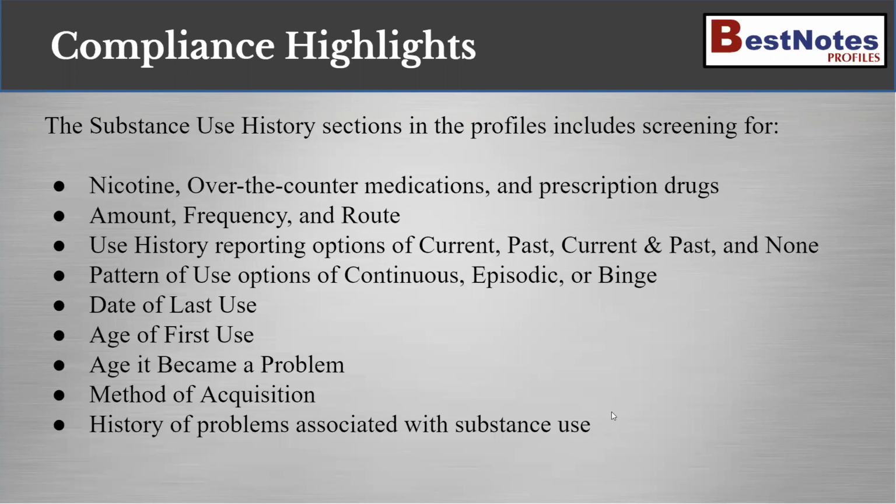The substance use history sections in the profiles include screening for nicotine, over-the-counter medications, and prescription drugs, the amount, frequency, and route, use history reporting options of current, past, and none, the client's pattern of use options of continuous, episodic, or binge, date of last use, age of first use, age it became a problem, the client's method of acquisition of substances, and if there is any history of physical problems associated with substance use.